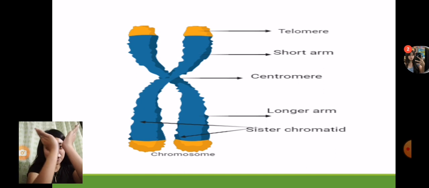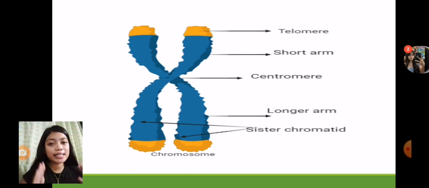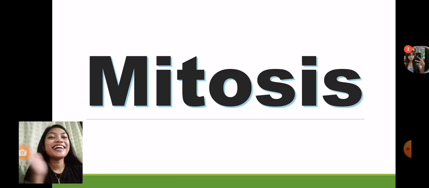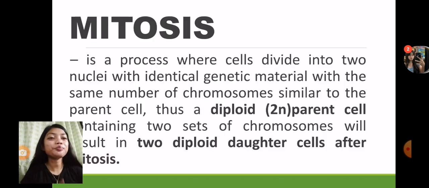Ang babaw is the short arm. And the ubos is the longer arm. And the chromosome is composed of two sister chromatids. Okay? So, alright, let's go to the first type of cell division or the M phase, which is the mitosis. Mitosis is a process where cells divide into two nuclei with identical genetic material.